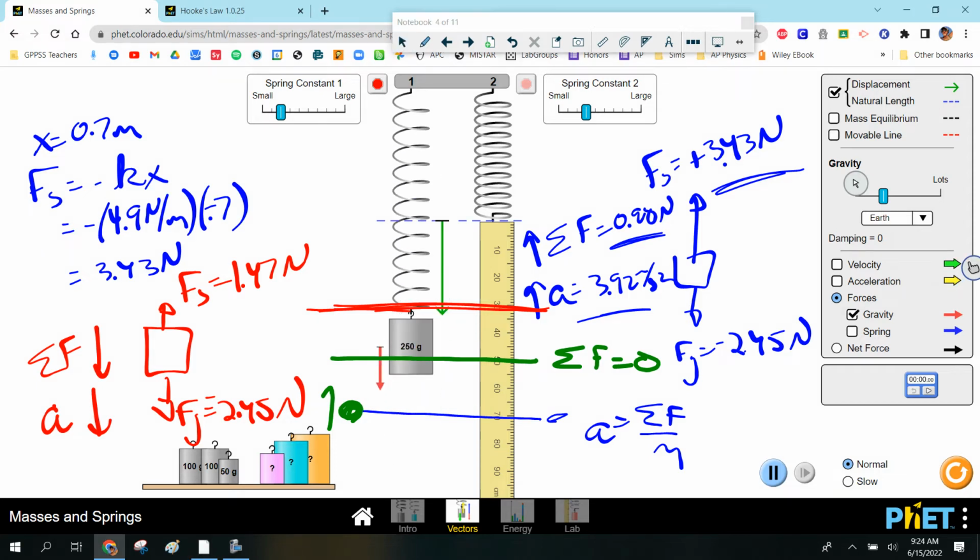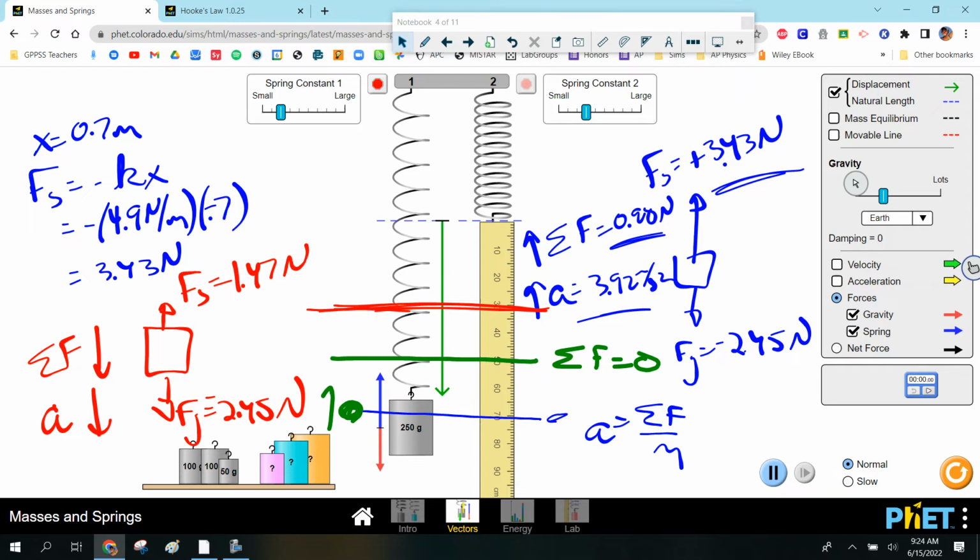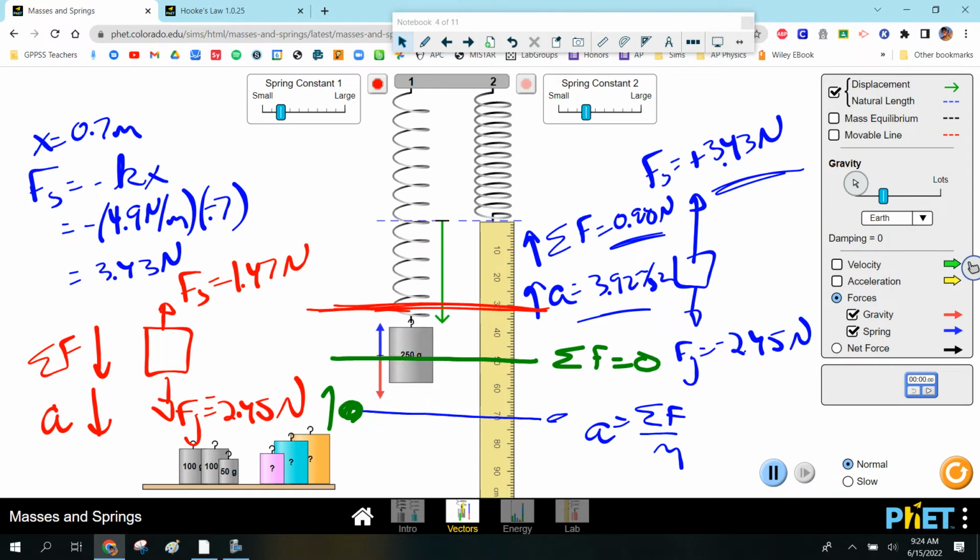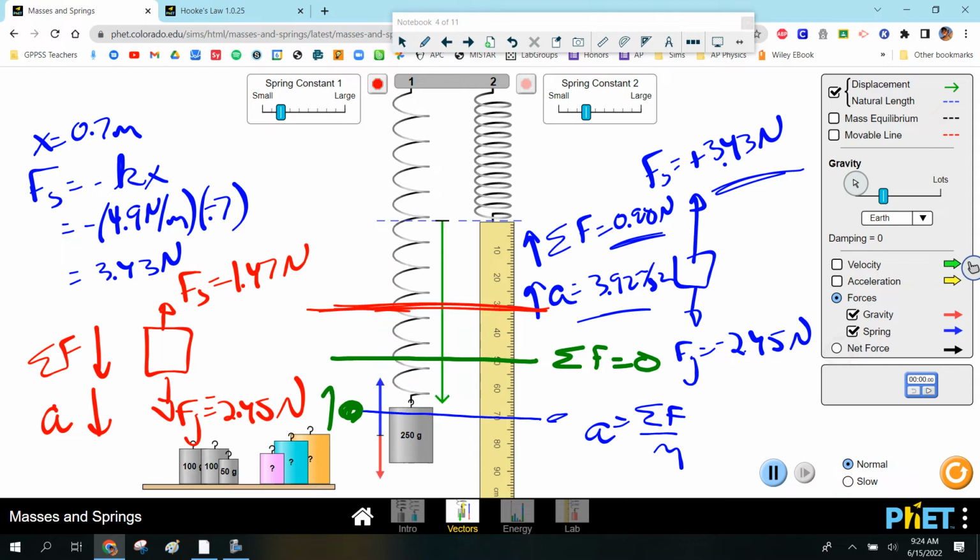I don't know if that helps any. Here you can see the force is changing. You can notice that the size of the red force, gravity, stays the same, but the size of the blue force is always changing. Here's your net force in black.